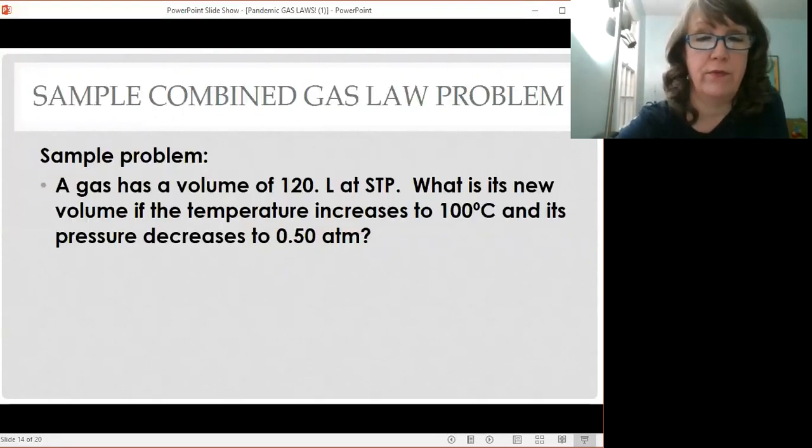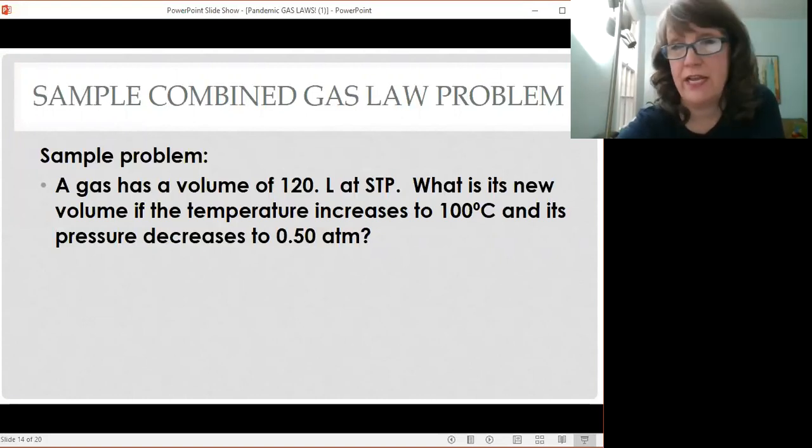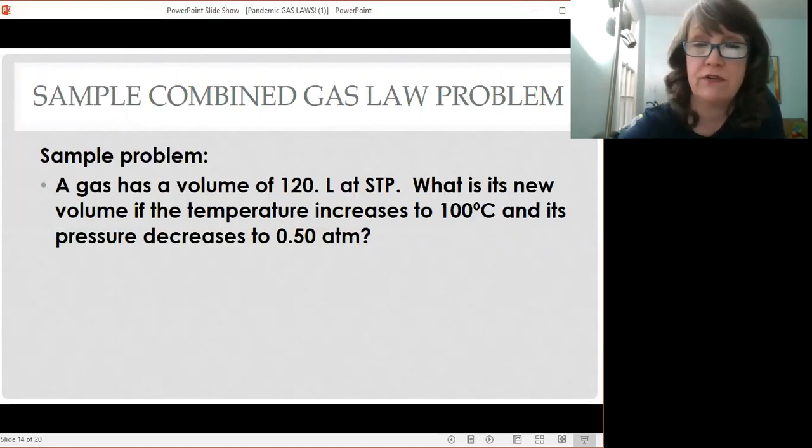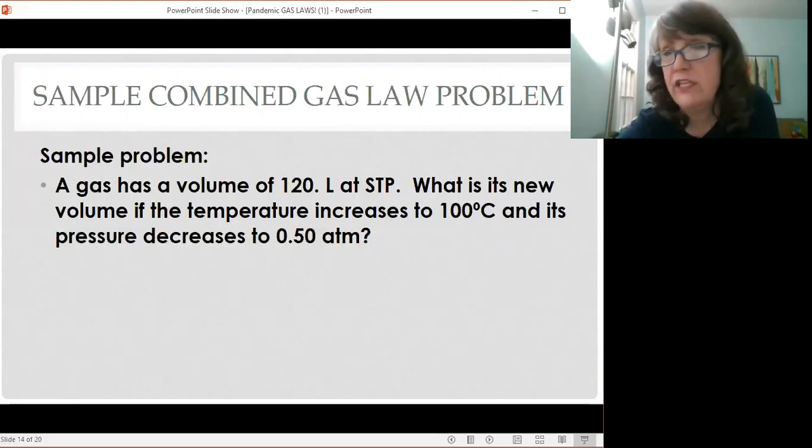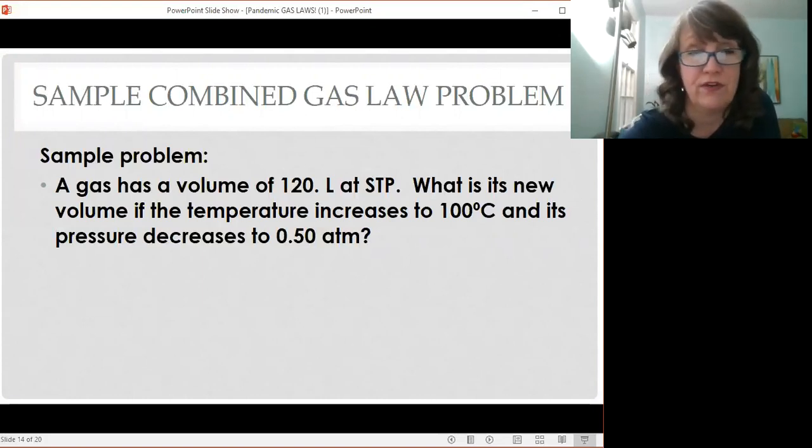So let's try one. Here's our first problem. A gas has a volume of 120 liters at STP. What is its new volume if the temperature increases to 100 degrees Celsius and its pressure decreases to 0.50 atmospheres?